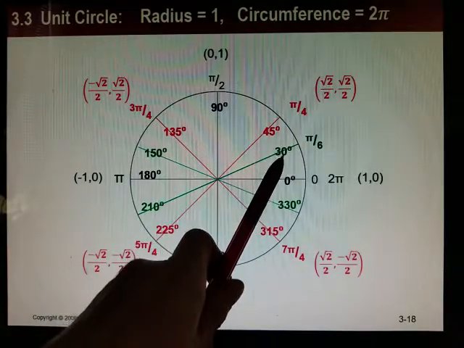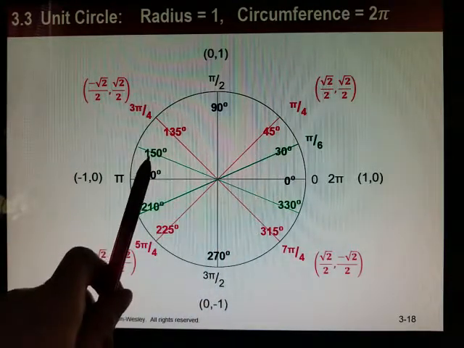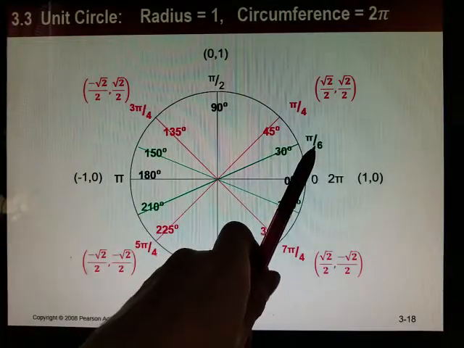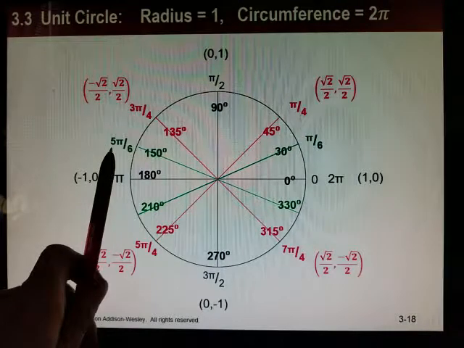Now I would ask myself, how many times does 30 divide into 150? See, 3 times 5 is 15. Therefore, this would be times 5. So 5 pi over 6 right there.